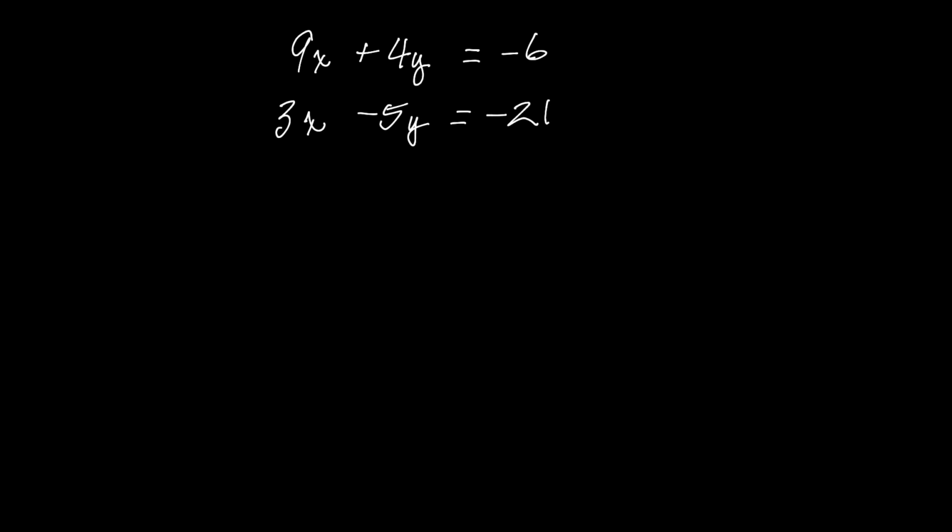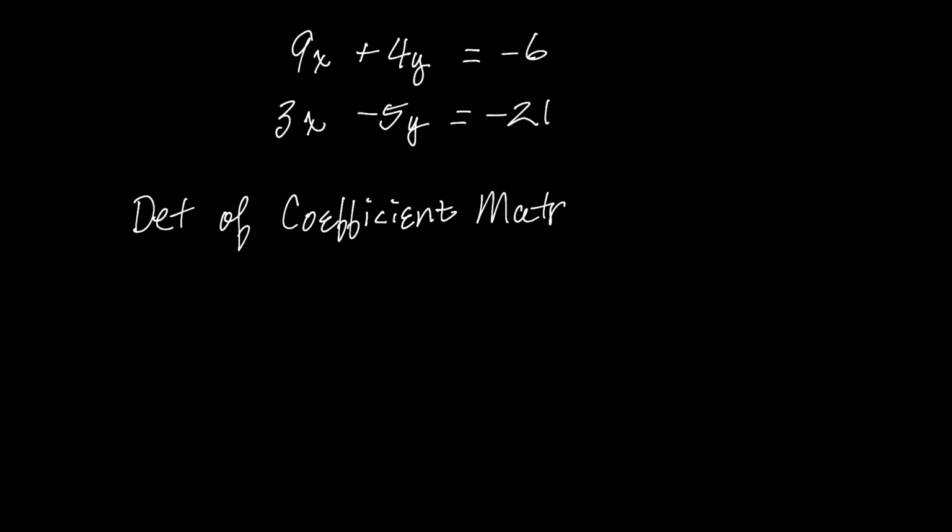So step one, we have to figure out the determinant of the coefficient matrix. So let's do that first. Determinant of the coefficient matrix. So what is the coefficient matrix? Well, that involves the 9 and the 4 up here, 9 and 4. And then in the second row, you have a 3 and a -5. So let's write the 3 and the -5.